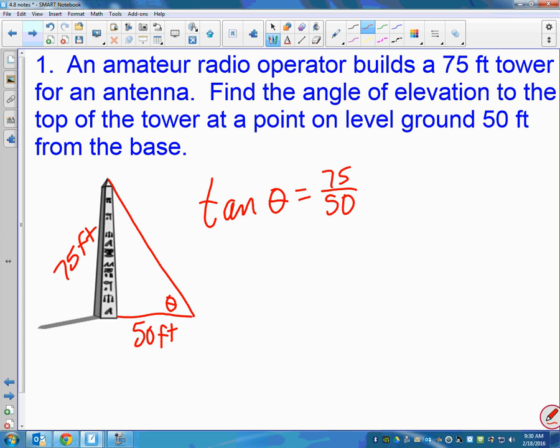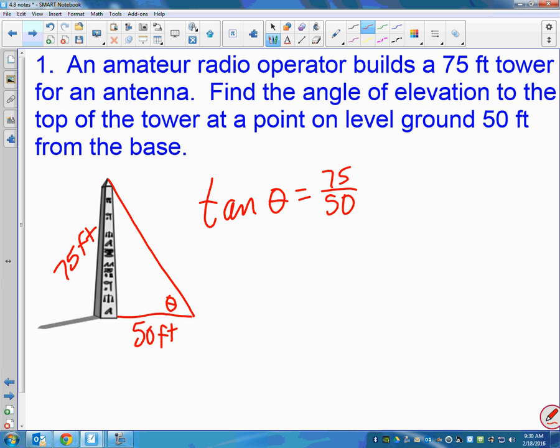How about you, calculator? How do you use calculator? Hold on. What do we type in our calculator if we're solving for the angle?